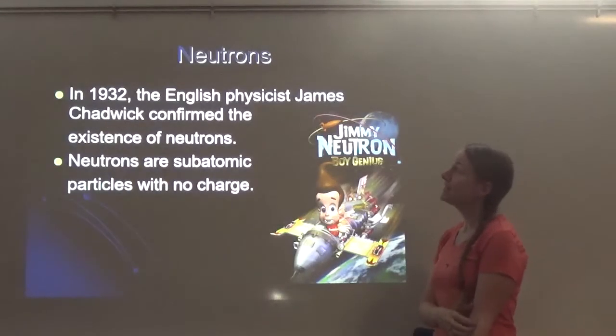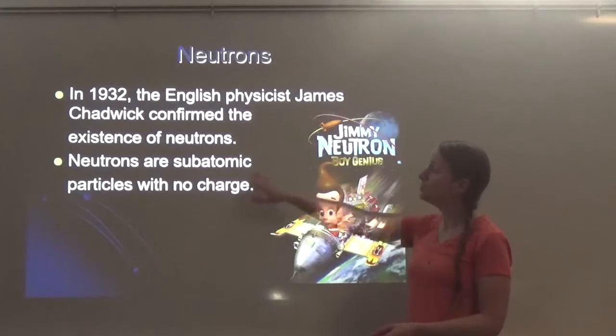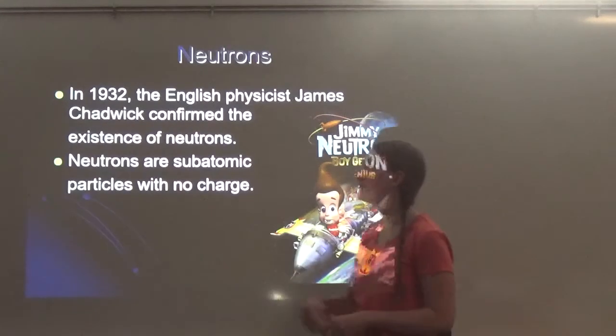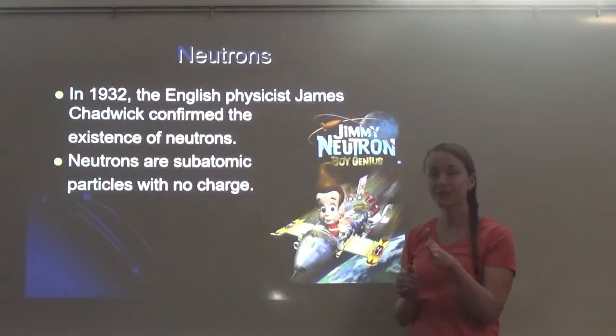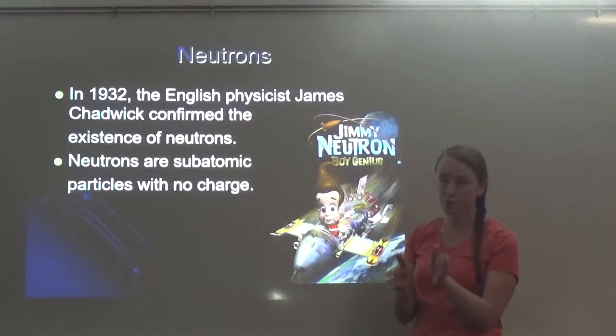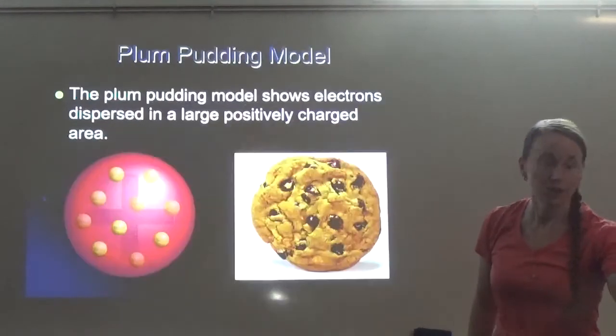So neutrons. In 1932, the English physicist James Chadwick confirmed the existence of neutrons. And remember, neutrons are subatomic particles with no charge. It's very common for a lot of people to say it's negative because they want to say protons are positive, neutrons are negative. However, neutrons are neutral. It's the electrons that are negative. So just be careful of that.